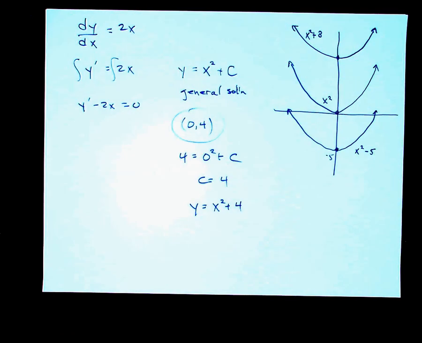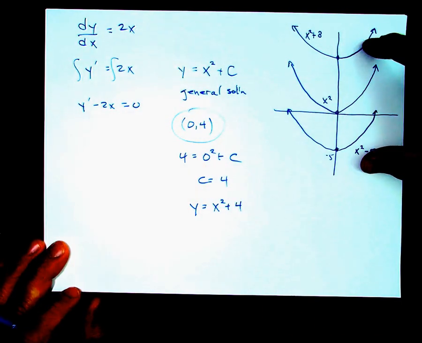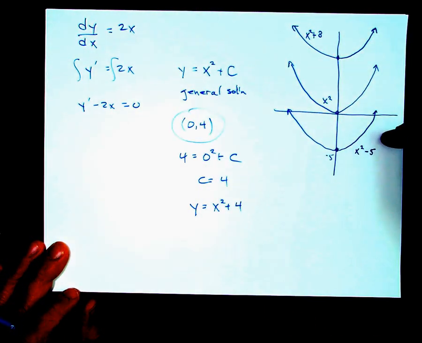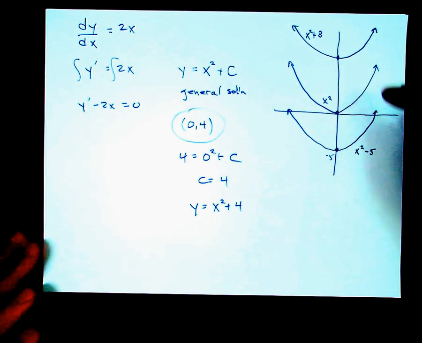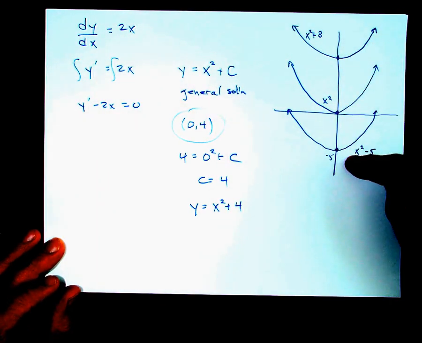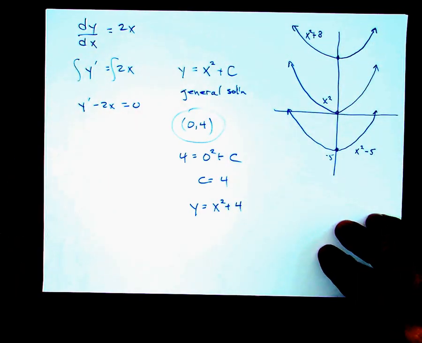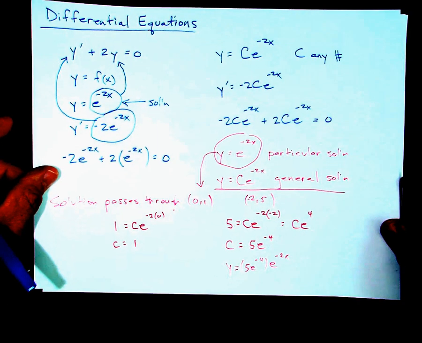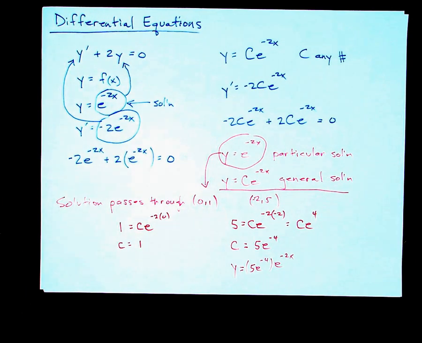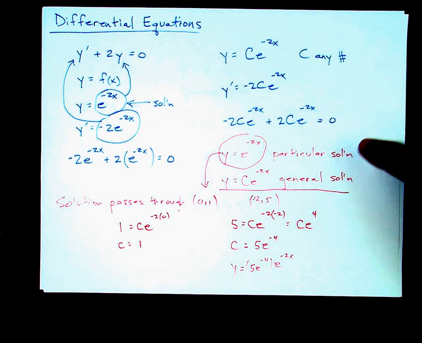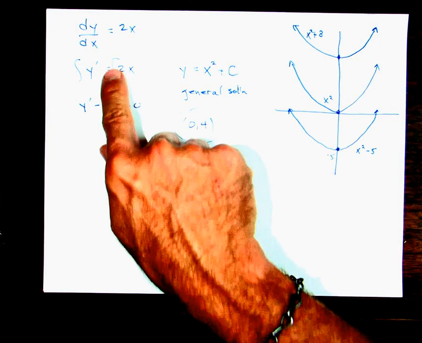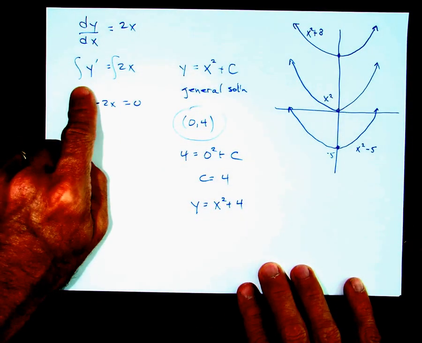I think graphically, hopefully you can see that while the shape is the same, it's always a parabola of the form x squared plus some number, they pass through different points, and all of them satisfy the differential equation. So that's basically the introduction to differential equations, understanding what it means for a function to be a solution to a differential equation, looking at the difference between a particular solution and a general solution.